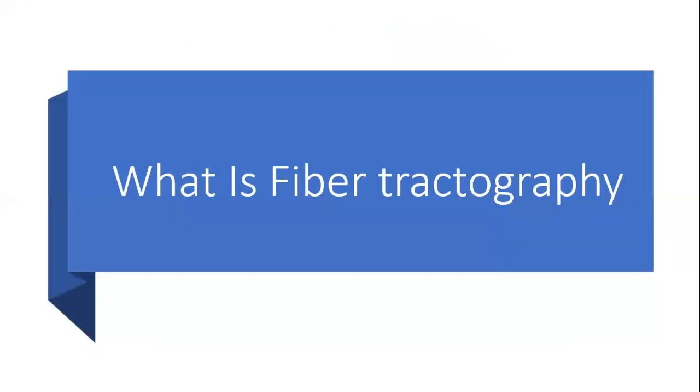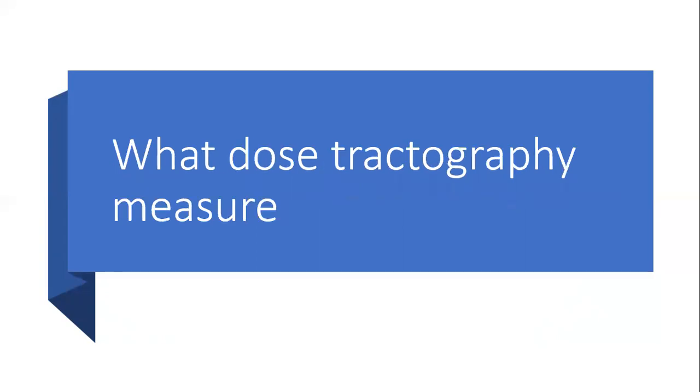What is fiber tractography? Fiber tractography is a 3D reconstruction technique to assess neural tracts using data collected by diffusion tensor imaging. Diffusion weighted imaging is based on the measurement of thermal motion of water molecules. So what does tractography measure? Tractography measures magnetic resonance diffusion. Tractography is a method for identifying white matter pathways in the living human brain.